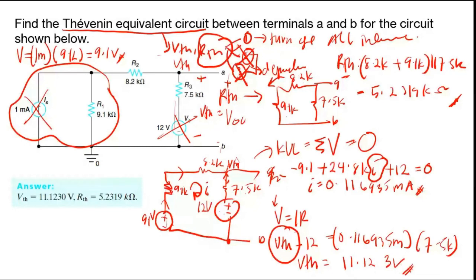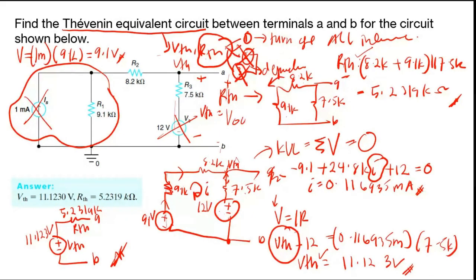So now you have the complete equivalent circuit, where you found the RTH and also the VTH. Now you can just draw the equivalent circuit, where this is your VTH and this is your RTH, where your RTH is equal to 5.2319K, and here your VTH is 11.123 volts.